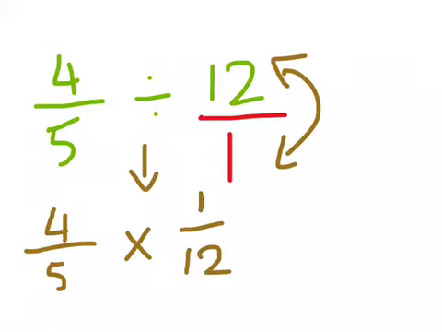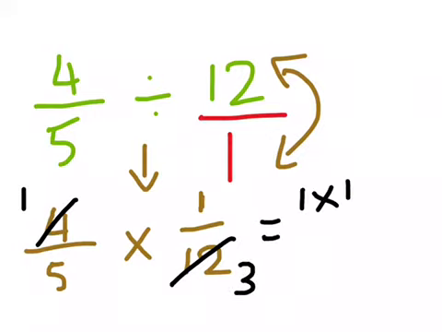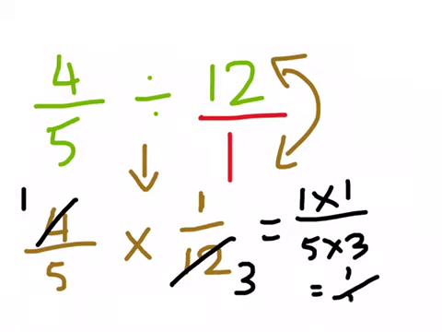Looking at what I can cancel. Anything straight up and down? No. Diagonally? Yes. 4 goes into 4 once. 4 goes into 12 3 times. Top times top. Bottom times bottom. I am left with 1/15.